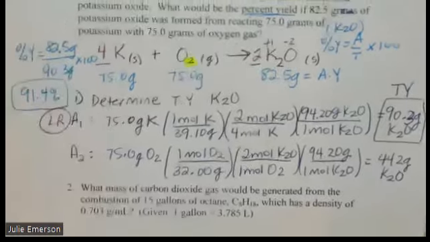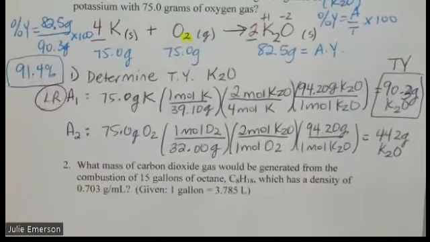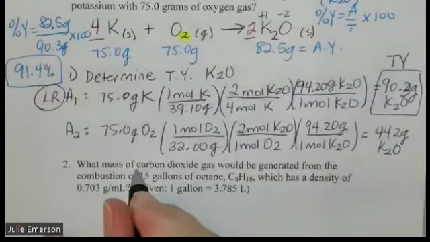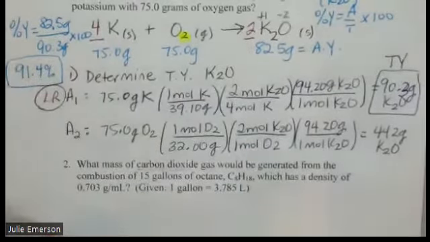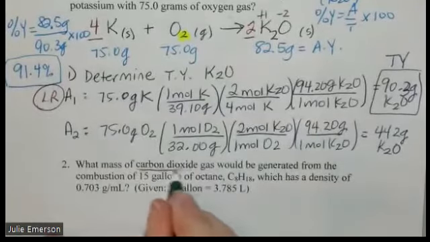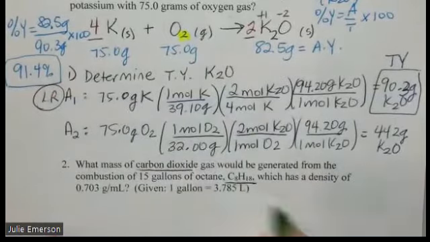So question number 2 says, what mass of carbon dioxide would be generated from the combustion of 15 gallons of octane, C8H18, which has a density of 0.703 grams per milliliter? All right, so first thing is, I recognize that I'm looking for carbon dioxide. Oh, that's the pen that died. And I'm also given octane.